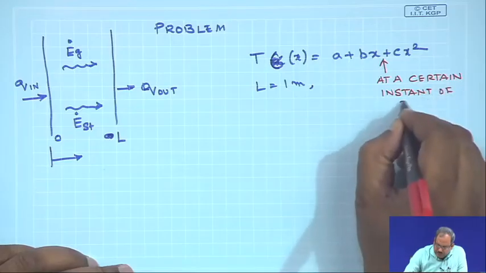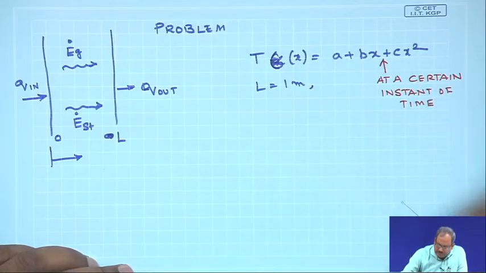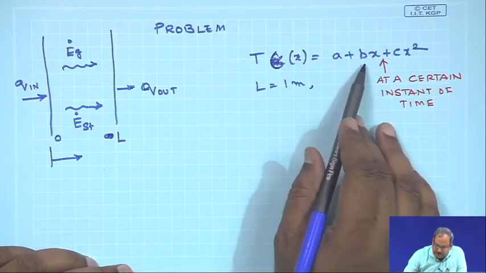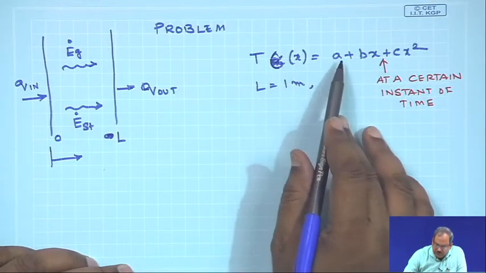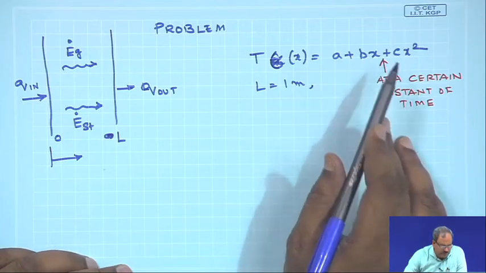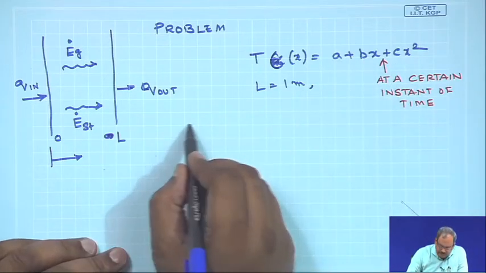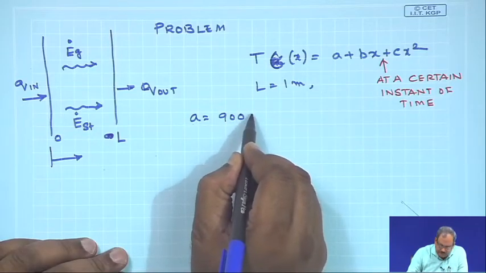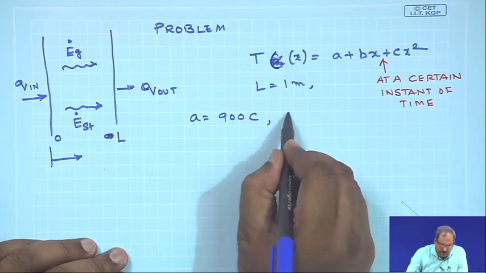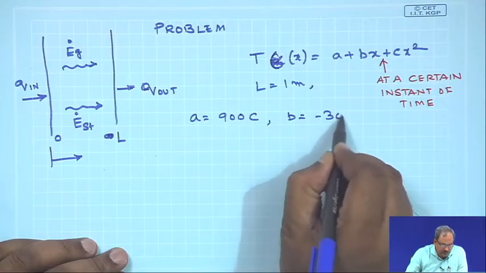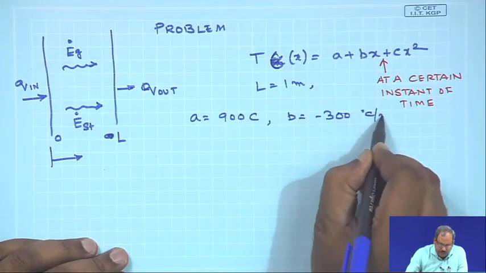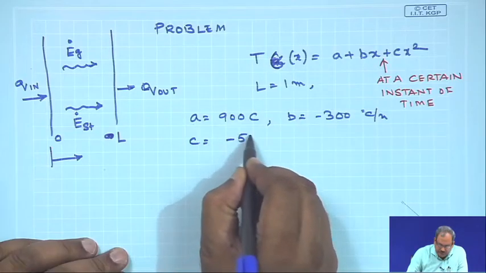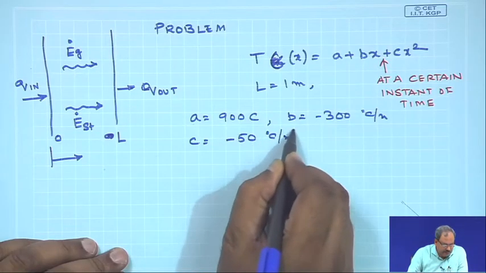So, that is why you would see that the temperature expression does not contain any time, because it is measured and expressed in this form at a given instant, and the values of A, B, C, which are constant, are: A is 900 degree centigrade, B is minus 300 degree centigrade per meter, and C is minus 50 degree centigrade per meter square.